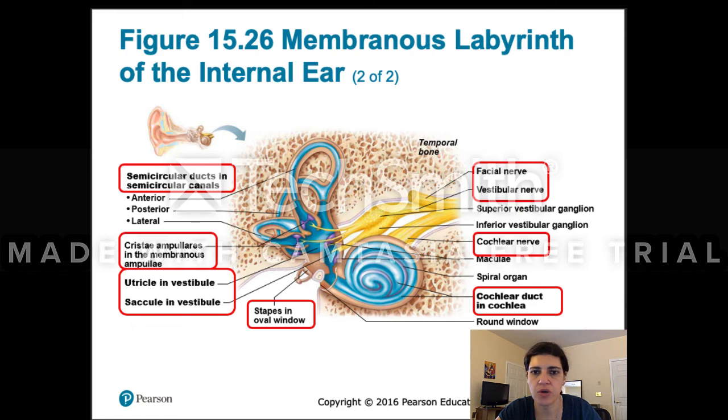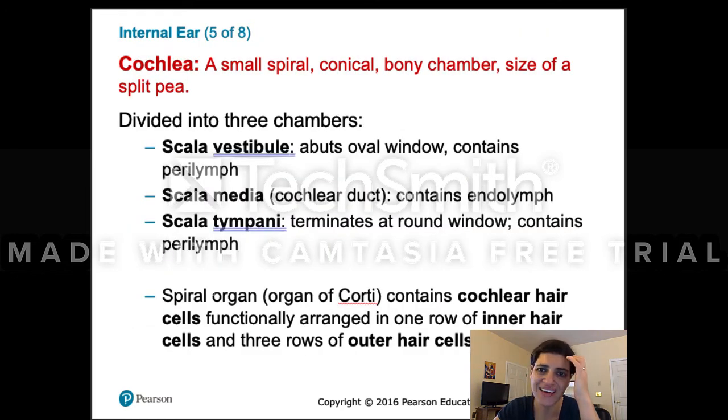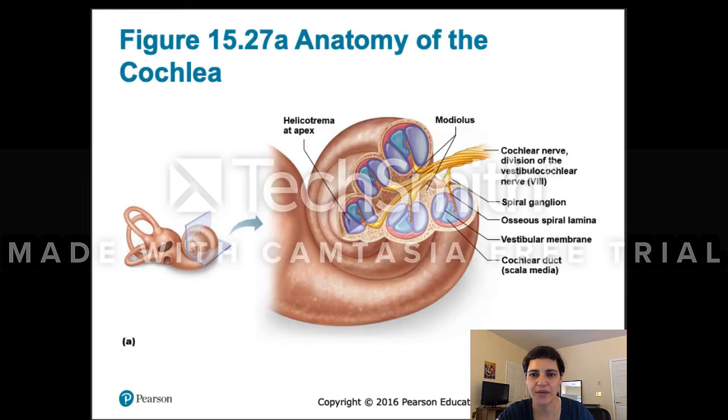I think we're ready to talk about the cochlea. So the cochlea is a small, spiral, conical, bony chamber the size of a split pea. It's really small. That's why it fits inside your temporal bone. There are three main parts of the cochlea: the scala vestibuli, the scala media, and the scala tympani. It's a little hard to understand this, but let's try together.